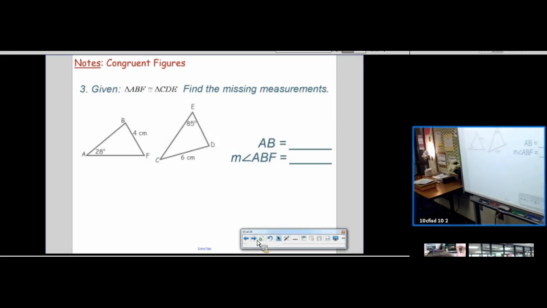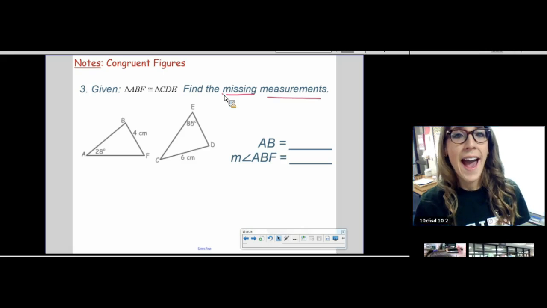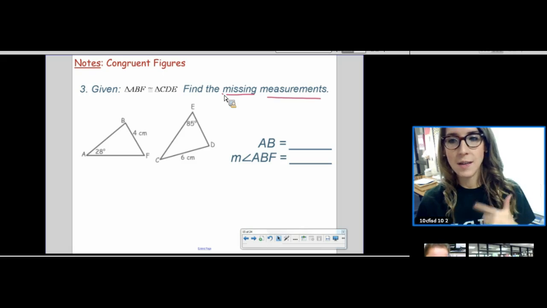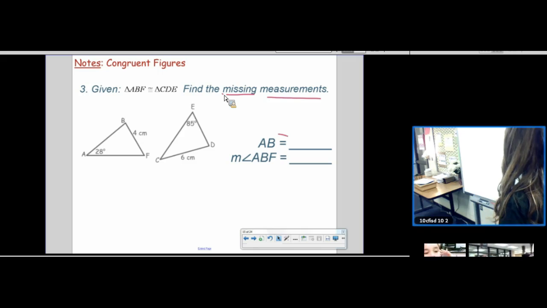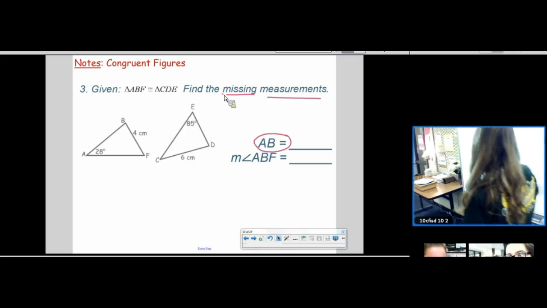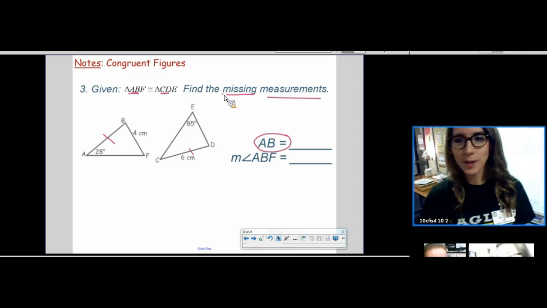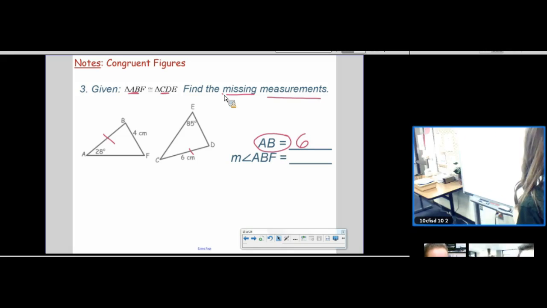Given triangle ABF is congruent to triangle CDE, find the missing measurements. Since we know that congruent triangles have congruent corresponding parts, we can use that knowledge to find missing sides and angles. So what we're going to do first is look at what they're asking for, and find which one is congruent to AB. AB is listed first and second. CD is listed first and second. So CD is congruent to AB. If CD is 6 centimeters, then AB is 6 centimeters.